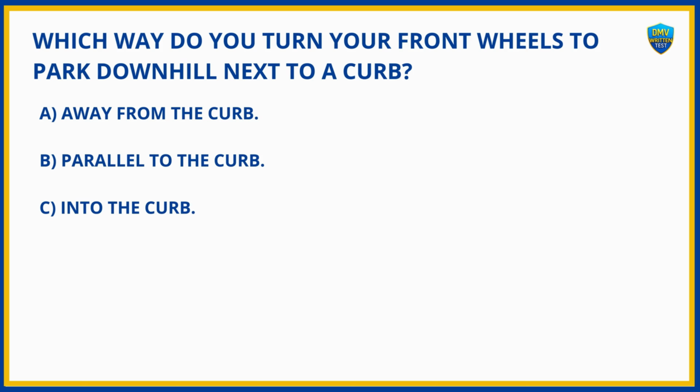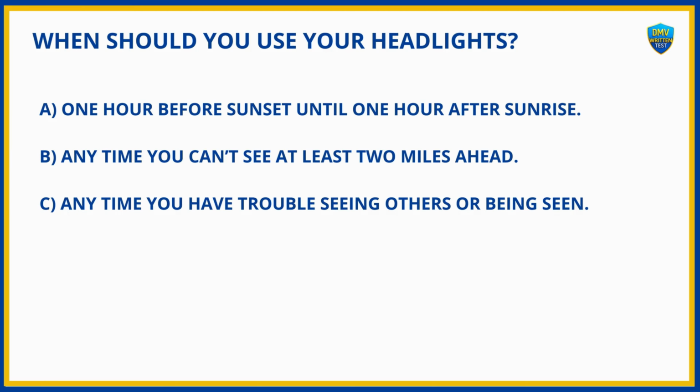Which way do you turn your front wheels to park downhill next to a curb? A. Away from the curb. B. Parallel to the curb. C. Into the curb. And the answer is C. Into the curb.